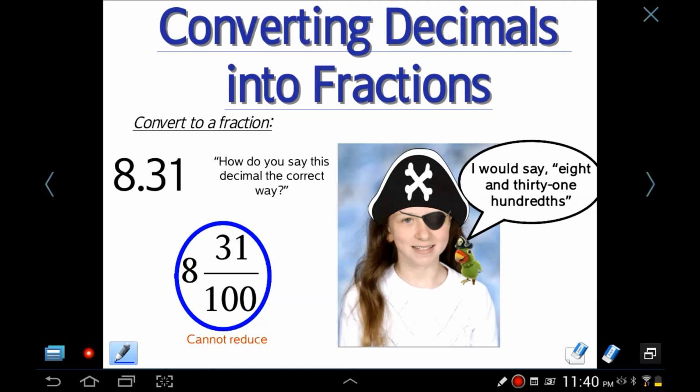That does it for converting decimals into fractions. Now, I know I had some fun with your pictures here, but hopefully you got through the lesson and understood the concepts here. If you're saying the decimal the correct way, the formal way, then you're also saying the fraction.